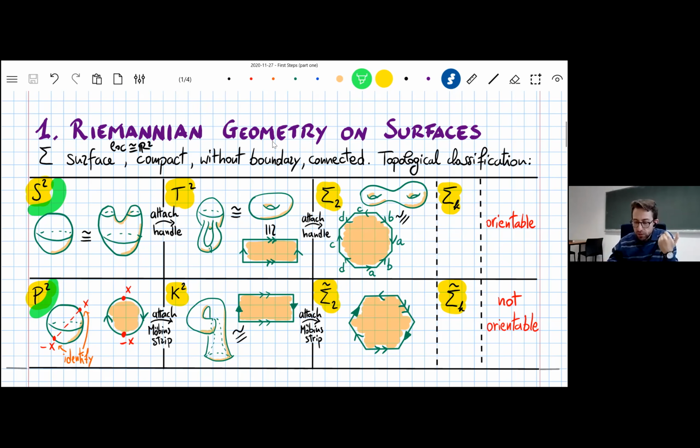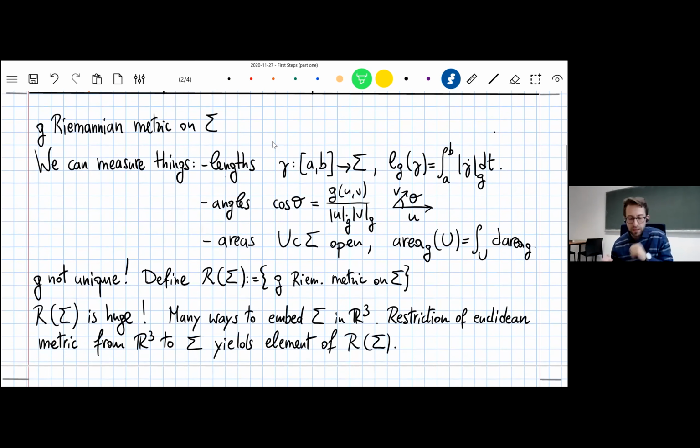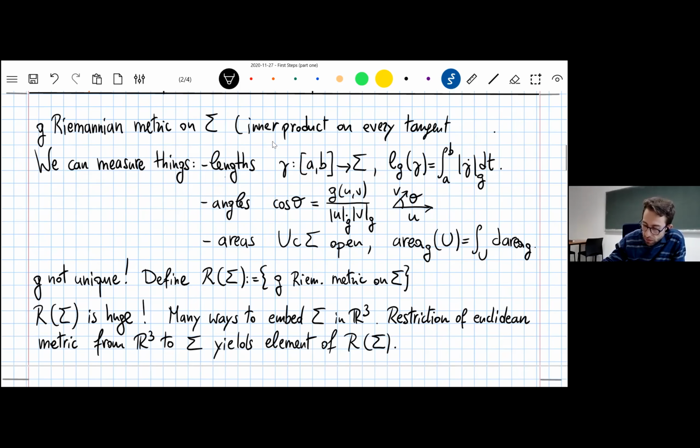So these are topological data, and on this topological data we want to do geometry, and this is done by defining a Riemannian metric on sigma, which we can think about as an inner product on every tangent plane. And then once you have this inner product, you can use it to measure things. So the first thing you can measure is lengths of curves, just by integrating the speed of the curve in the interval. Or you can also now measure the angles between tangent vectors.